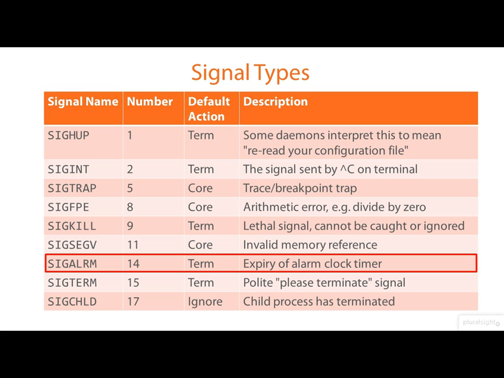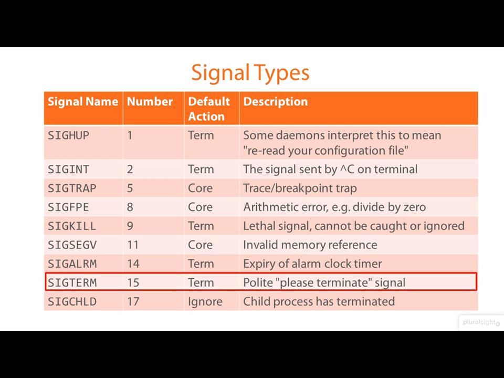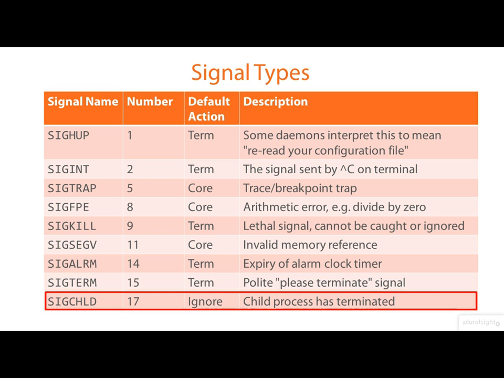SIGALRM is part of the alarm clock mechanism in Linux. You can ask for a SIGALRM to be delivered to you after a certain amount of time has expired. SIGTERM is typically used as a polite "please clean up and terminate" signal, and it's sent, for example, in the early stages of shutting Linux down. It's sent to all the running processes. Finally, SIGCHLD is sent by a child process to its parent when the child process terminates.